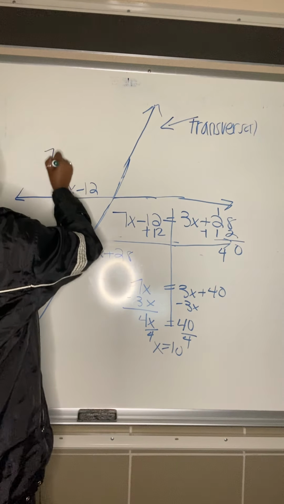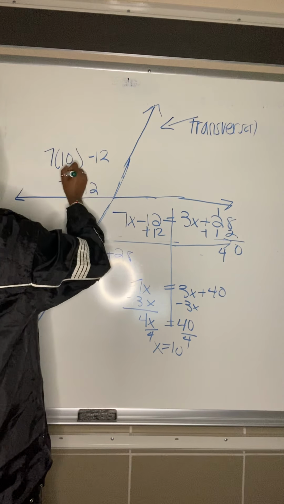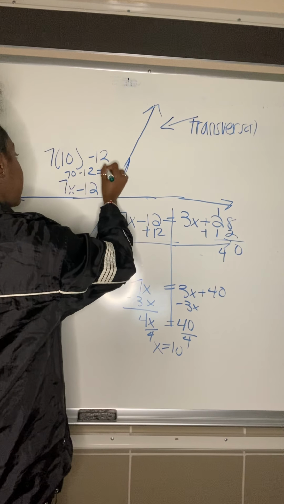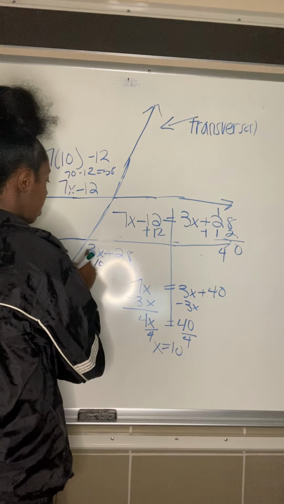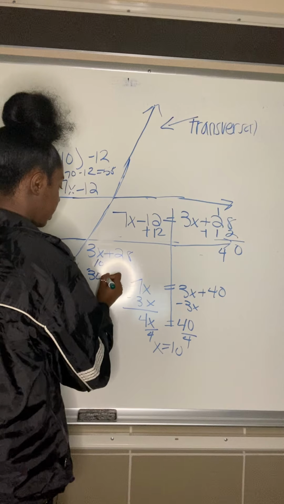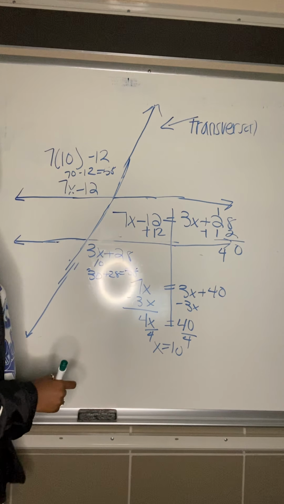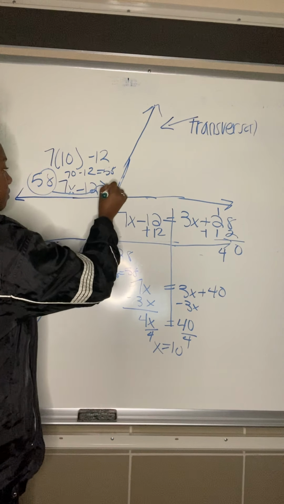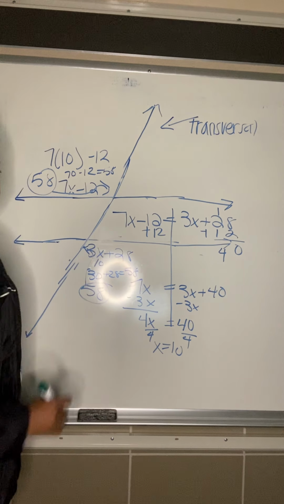So let's see. 7 times 10 minus 12. So 7 times 10 is 70, minus 12 is 58. So over here, I'm going to put in 10. 3 times 10 is 30. 30 plus 28 equals 58. So see how we have the same number here. We said that this angle is equal to 58, and this angle is equal to 58. Okay?